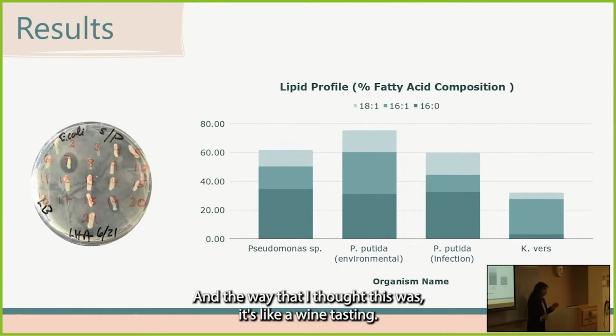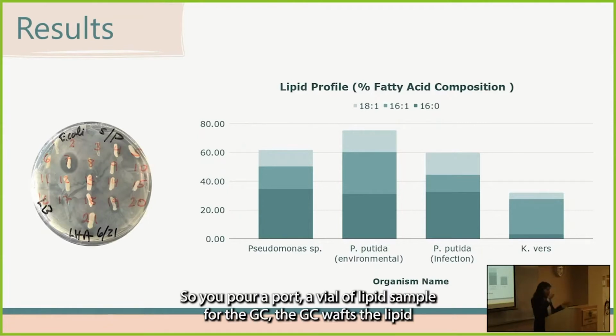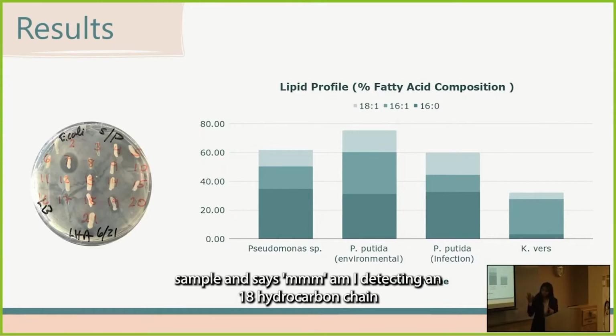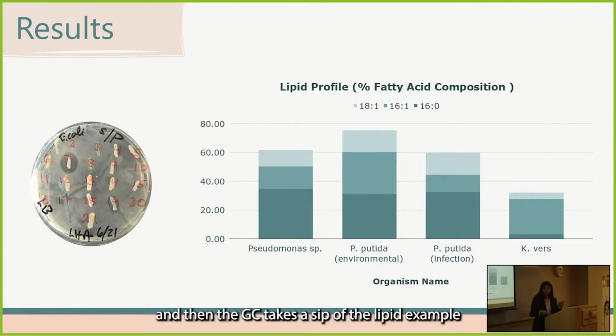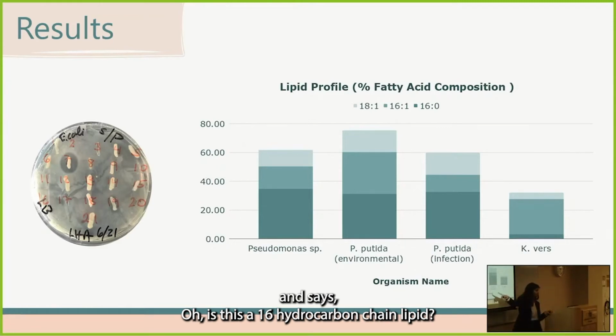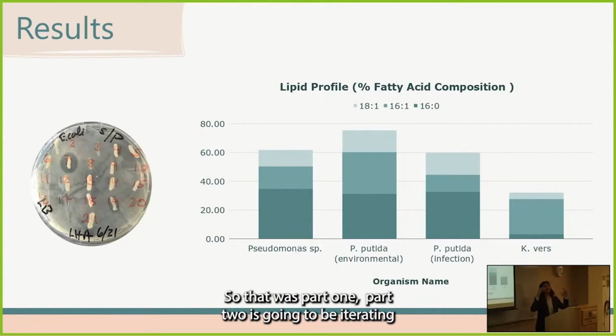The way that I thought of this was, it's like a wine tasting. So you pour a vial of lipid sample for the GC. The GC wafts the lipid sample and says, am I detecting a hint of an 18 carbon long chain in this lipid? And then the GC takes a sip of the lipid sample and says, oh, is this a 16 carbon chain in the lipid? And this is pretty much the breakdown. So that was part one.